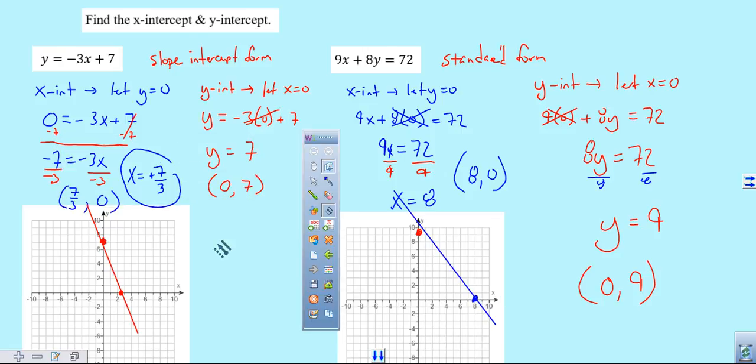All right, that'll wrap up our intercepts and using them to graph. We've got some different angles with different intercepts, and we'll give you a chance to take a look at those also.